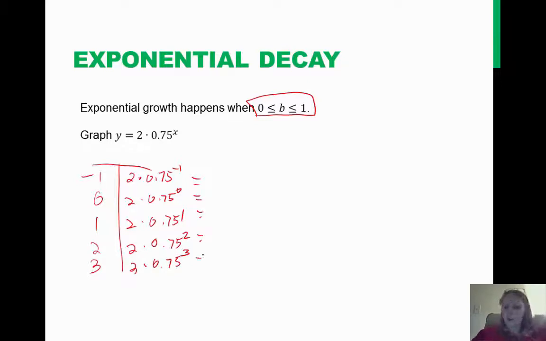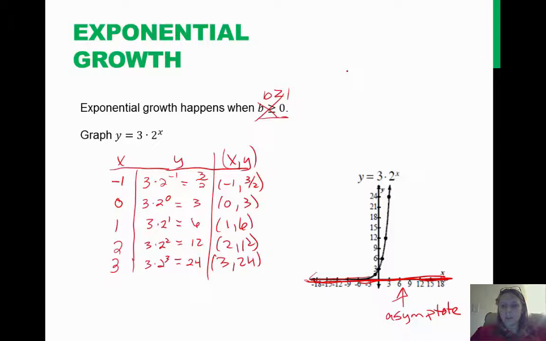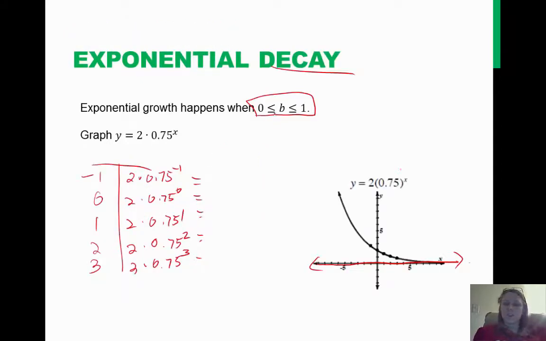And I already have that graphed as well. If you look at this, we have a graph that's going down instead of up. And again, we have an asymptote of the x-axis here. Decay is going down from left to right, and a growth one is going up from left to right. So just notice that the difference is what the b value is. You'll see that this is some value in between 0 and 1. It's a fraction or a decimal.